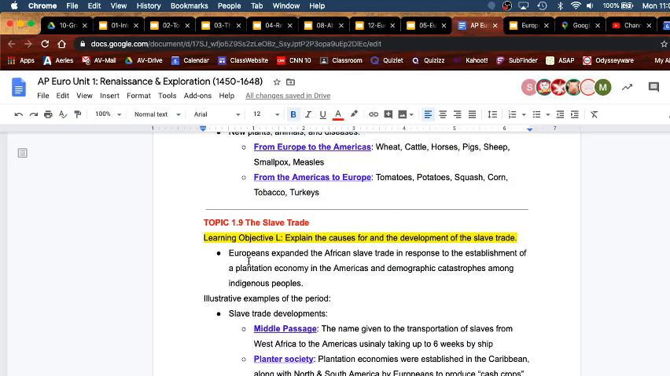Okay. Europeans expanded the African slave trade in response to the establishment of a plantation economy in the Americas and demographic catastrophes among indigenous peoples. Exactly what I just said, but they're using complicated words. So these Europeans were trying to grow cash crops, but because so many Native Americans, indigenous peoples, were dying of diseases, that's why they started to use Africans.